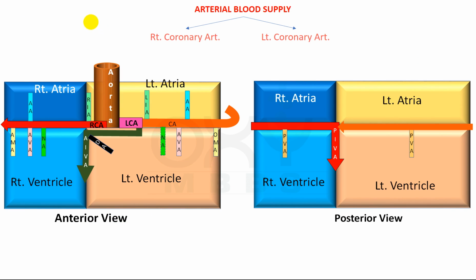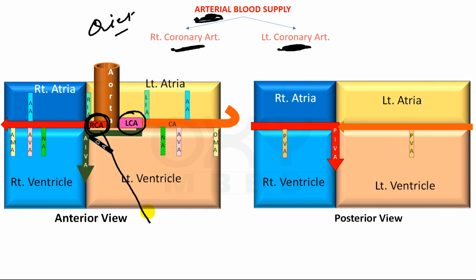And friends, after talking so much about the orientation of the heart, now you are able to understand very well the arterial blood supply to the heart. So there is a right coronary artery and a left coronary artery. So this is the right coronary artery and this one is the left coronary artery. Right coronary artery takes origin from the anterior aortic sinus while left coronary artery takes origin from the left aortic sinus.